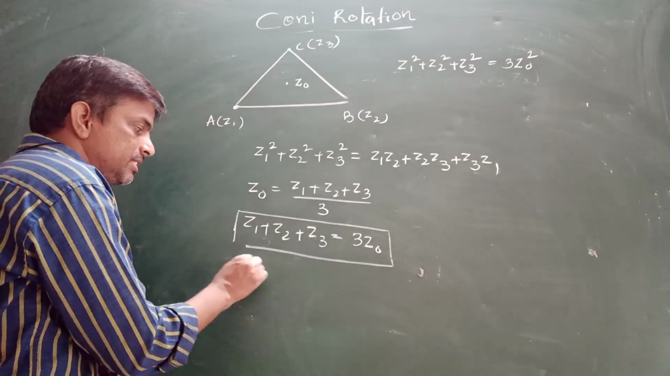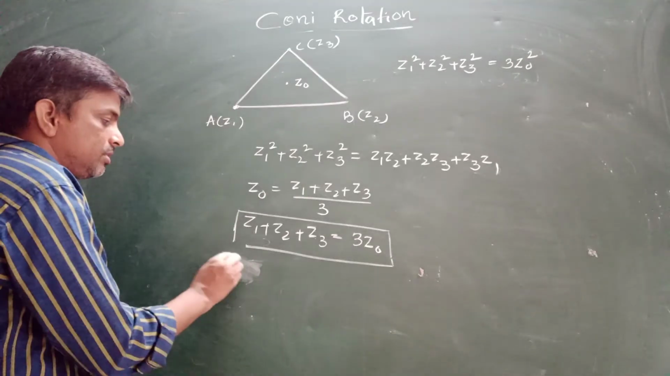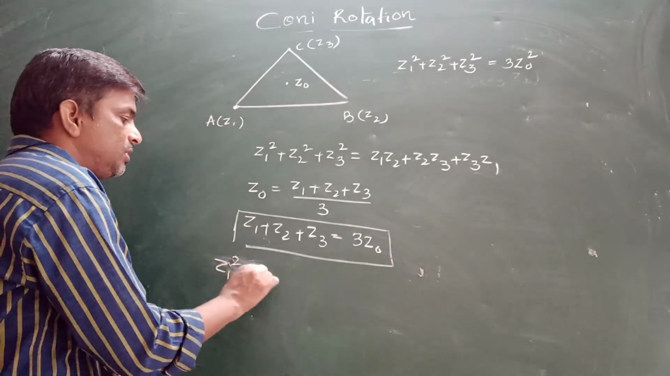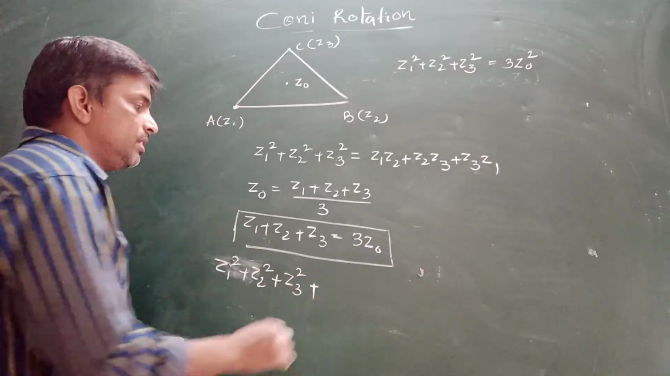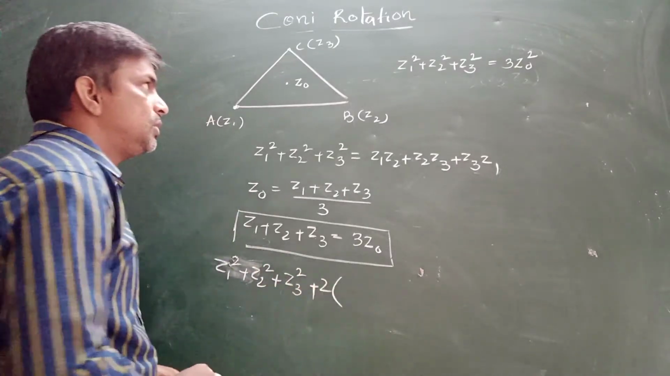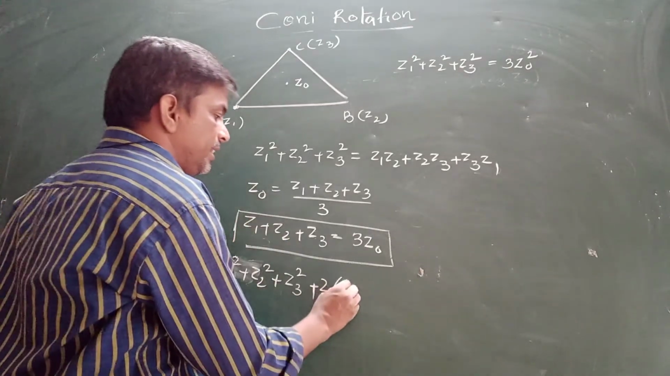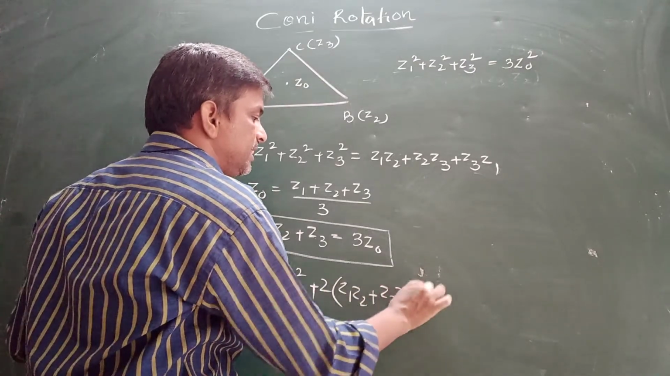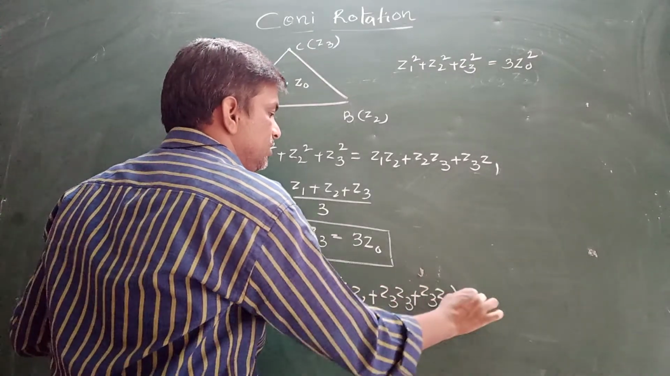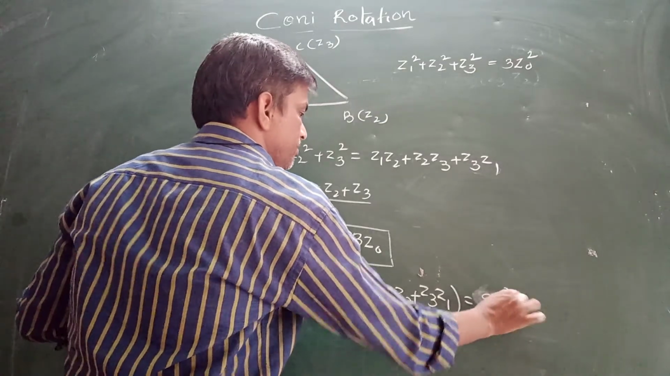Nothing but the summation. I'll expand that. So Z1 square plus Z2 square plus Z3 square plus 2 times of Z1 Z2 plus Z2 Z3 plus Z3 Z1 is equal to 3 times of this, which is nothing but 9 Z0 square.